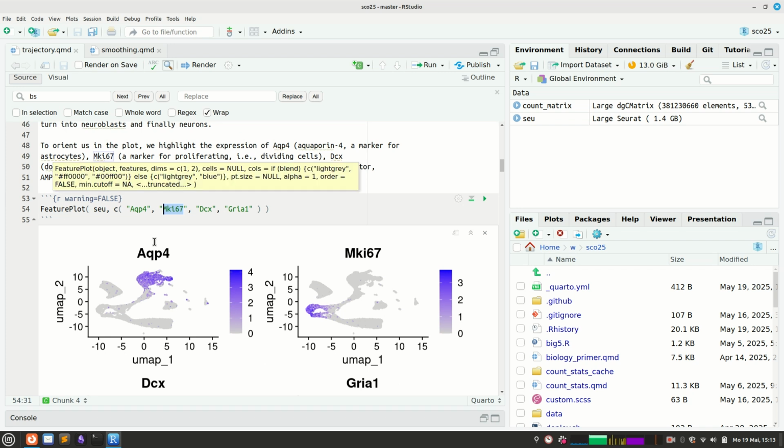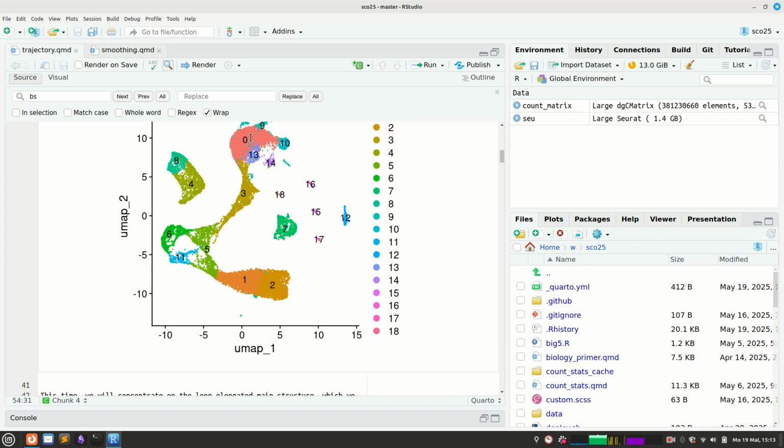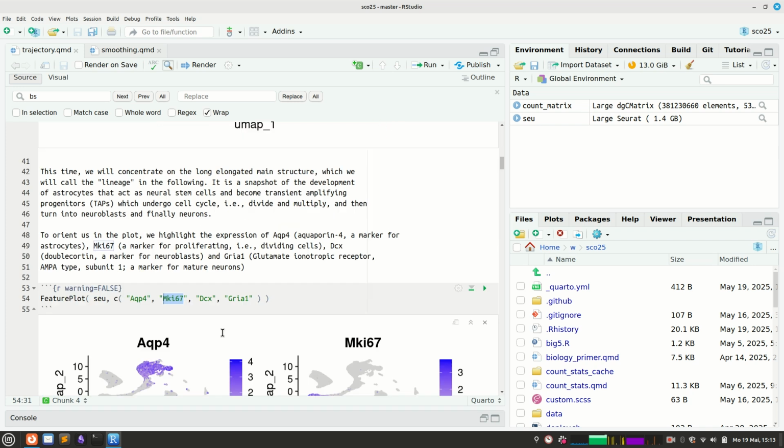So I made this feature plot function, which, as you remember, just colors the points in the UMAP by the strength of the expression of these genes. And now it's easy to see the start point is up there, it goes down here, and here's the end point. So when I showed you before, I did it the wrong way around. We start up here, go through that, and end here.